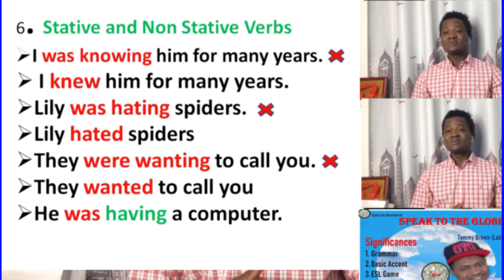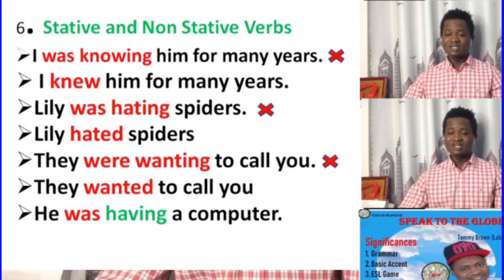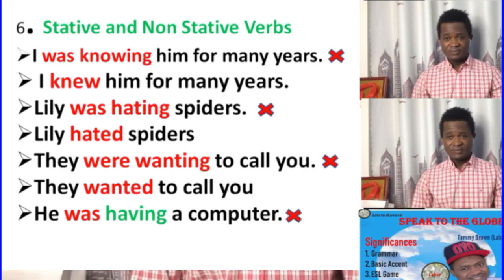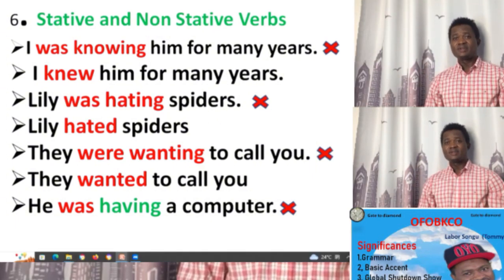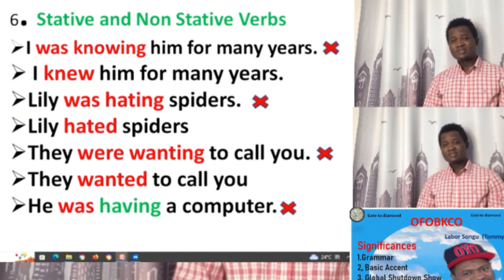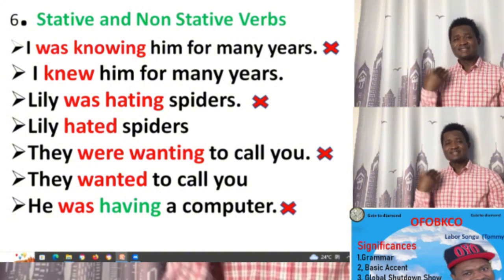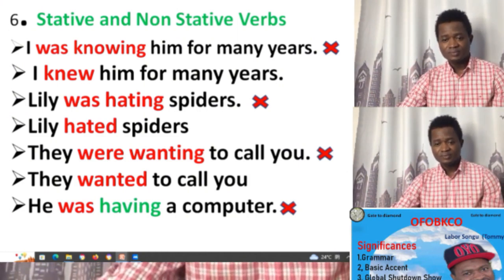But here, he was having a computer. Have here is stative, a non-action. It expresses possession. So he was having a computer is wrong. You can't use a stative verb in past progressive, in any progressive. So this is incorrect. All right, guys, let's go.